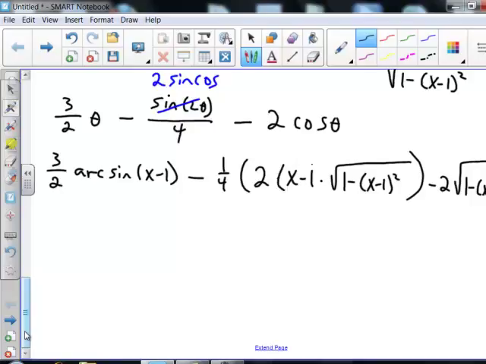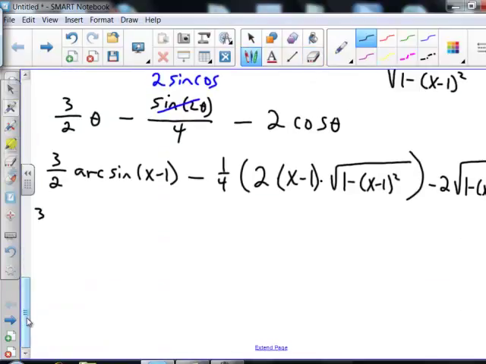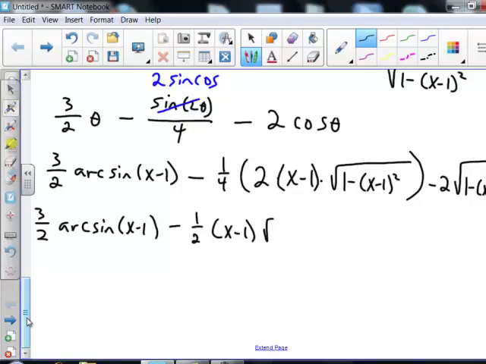So let me keep this in parentheses right there, x minus 1. All right, so we've got this 3/2. Sorry about that. Hit the cursor. So this is the 3/2 arcsine of x minus 1. So 1/4 and 2 gives me 1/2, so this is minus 1/2 times x minus 1 times the square root of 1 minus x minus 1 squared, minus 2 times the square root of 1 minus, and then I have a x minus 1 squared.